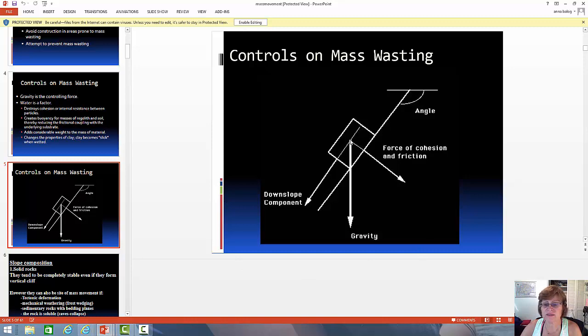And remember, gravity has two components. One is perpendicular to the slope, and the other is parallel to the slope. When deciding if there is a mass movement or not, the downslope component is what's really important. The perpendicular component actually adds to the friction and the cohesion, which is the force holding it up.